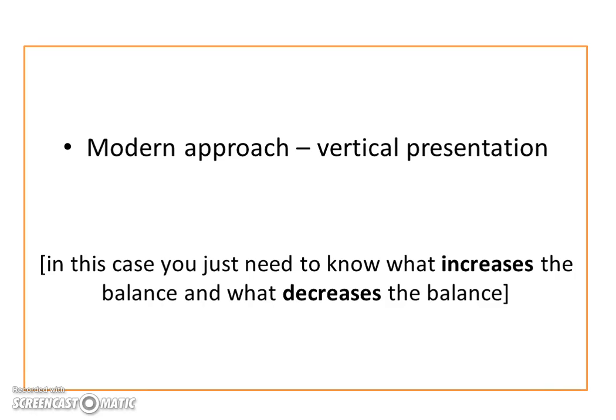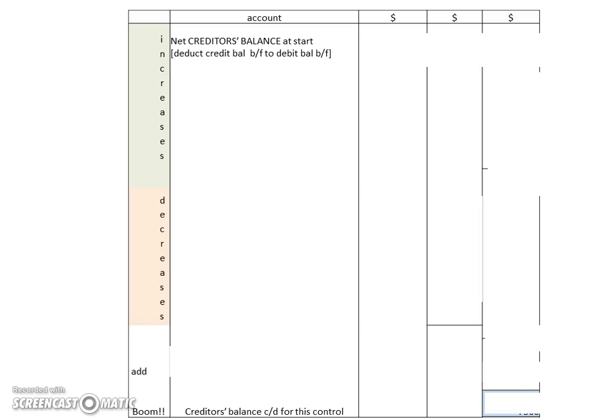The other method is the vertical presentation, or a more modern approach where we're going to use the columns instead. In this case, you need to know what increases the balance and what decreases the balance. You don't have to worry about the sides. Once you add what increases and take away what decreases, you're going to arrive at the answer. So, again, I've set it up.